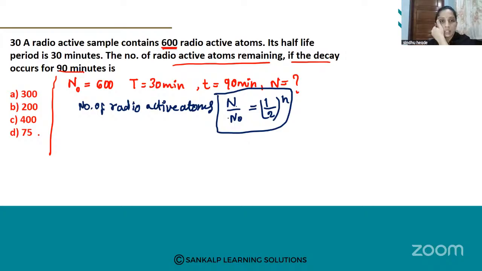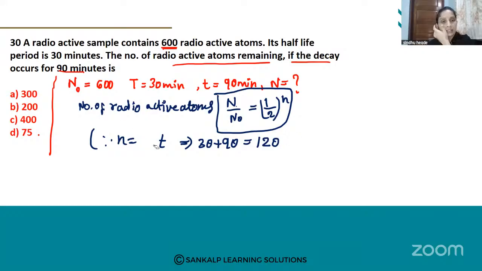Here, the given things are N naught and only time t is given. With the help of this, you should calculate this n. Okay, you have 1 by 2 raised to n, right? That n you have to calculate using this time. Here, n is equal to 30 plus small t. What do you get? 30 plus 90 is equal to 120.